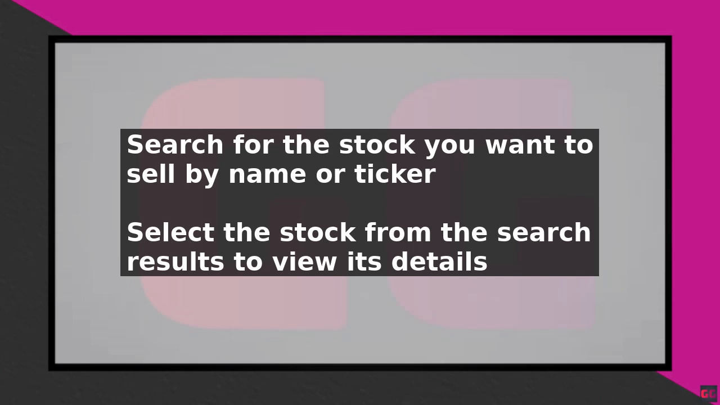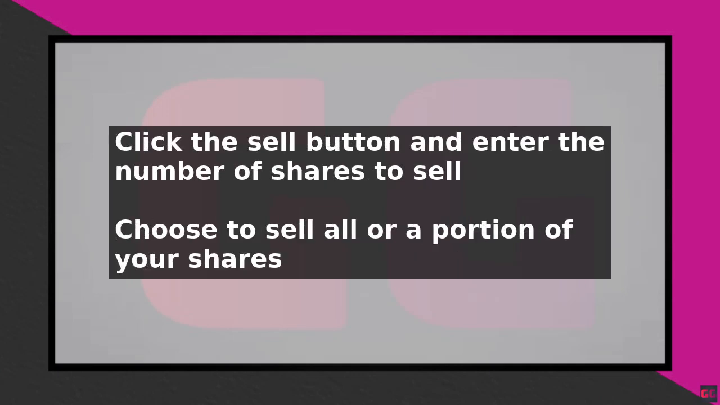Review your sell order to make sure everything is correct, including the number of shares and the price. Sofi will show you the current market price of the stock and the estimated proceeds from the sale. When you are ready, confirm your sell order and Sofi will execute the trade. The money from the sale will be deposited into your Sofi account, usually within a few days.